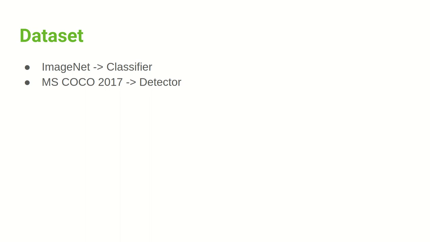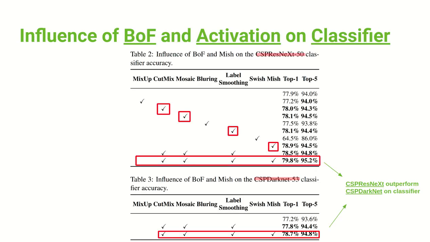So now after introducing a lot of terminologies and the modification work, we're going to see some experiment results. The datasets they are using are ImageNet for the classifier and COCO 2017 for the detector. So the influence of the bag of freebies and activations on the classifier is as shown here. They do an ablation study, and they first experiment on the CSPResNeXt-50.